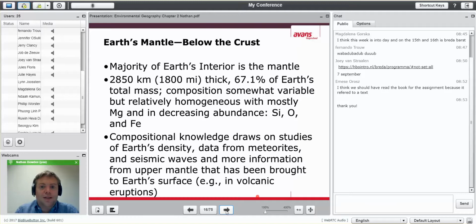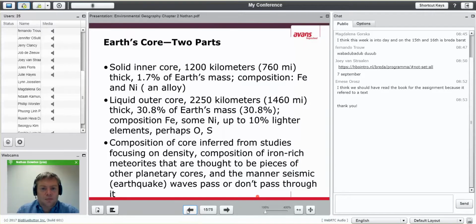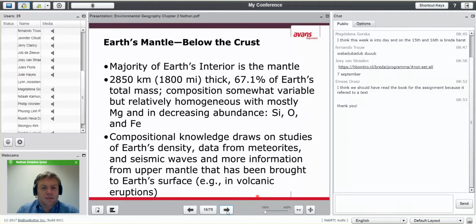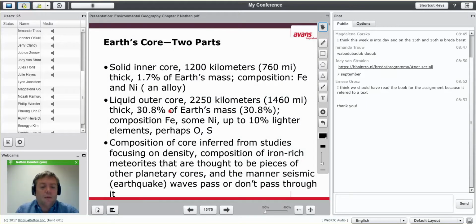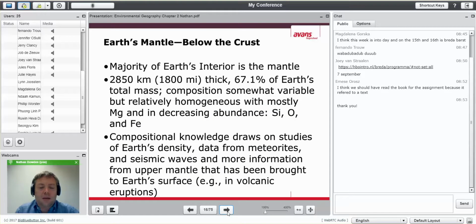Below the crust, the majority of Earth's interior is the mantle. Like I said before, it's 2850 kilometers thick. Why does it say 67%? Before it says 30%. That's not right. I think it's 67%. Oh, that's the outer core. I've got myself confused. Hopefully I spoke correctly, and now I've probably confused you by something that you shouldn't be confused about. This is the inner core and the outer core, and now this is the mantle.